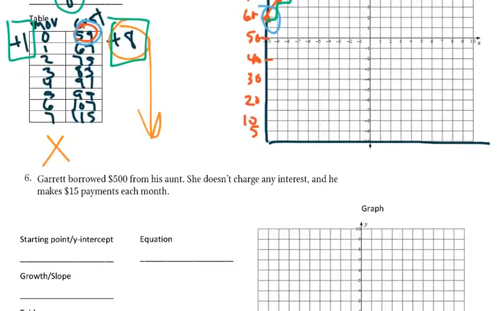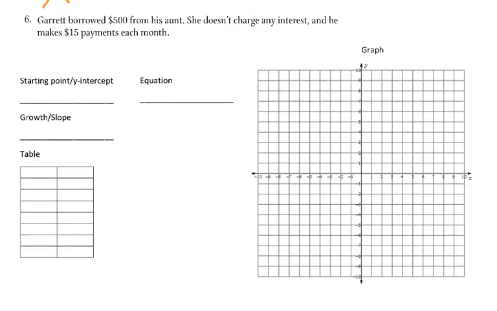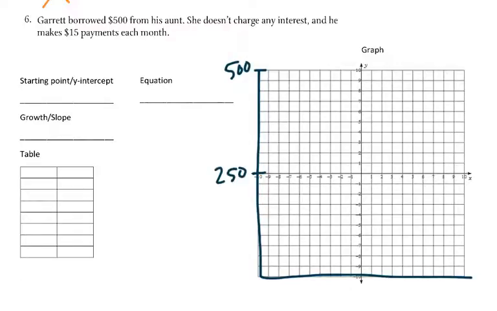Okay? 6. Garrett borrowed $500 from his aunt. She doesn't charge any interest, and he makes $15 payments each month. Okay, so once again, I'm not giving you guys good graphs to work with. So we'll make this 500. Okay, which means this would be 250. Which means we're counting by 25s.